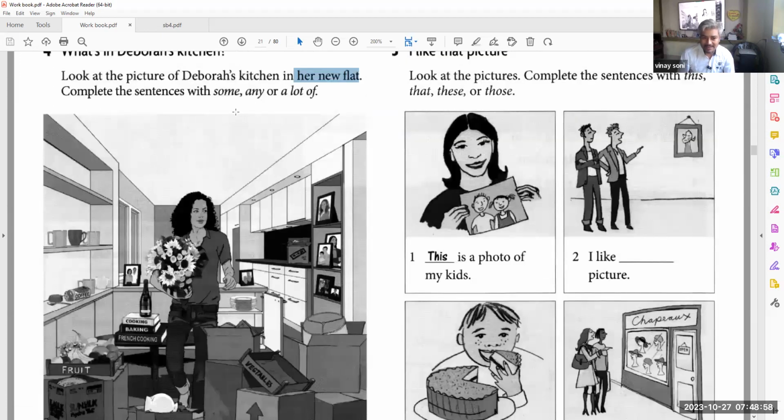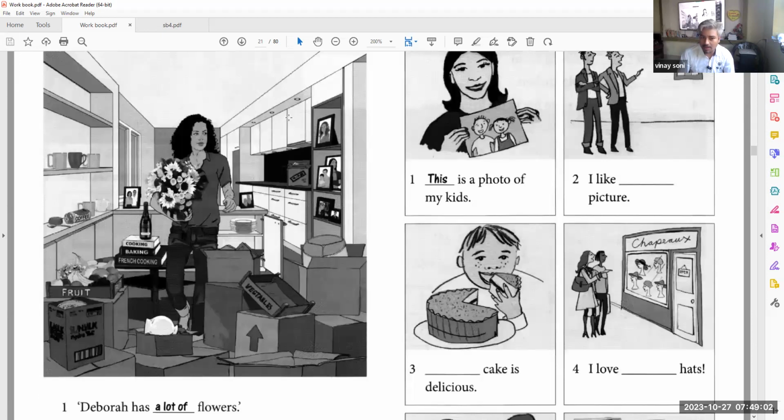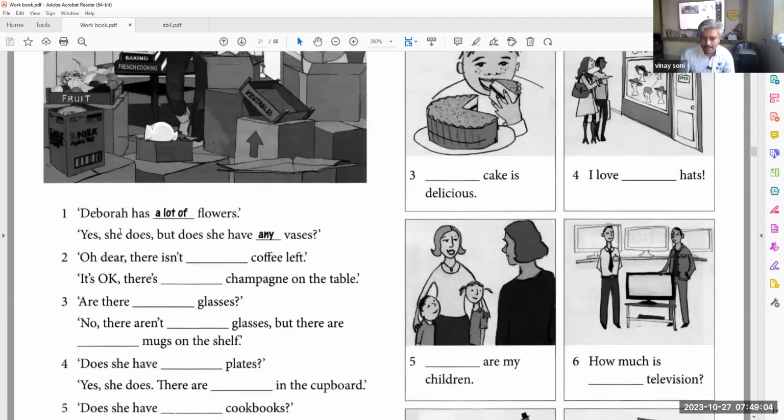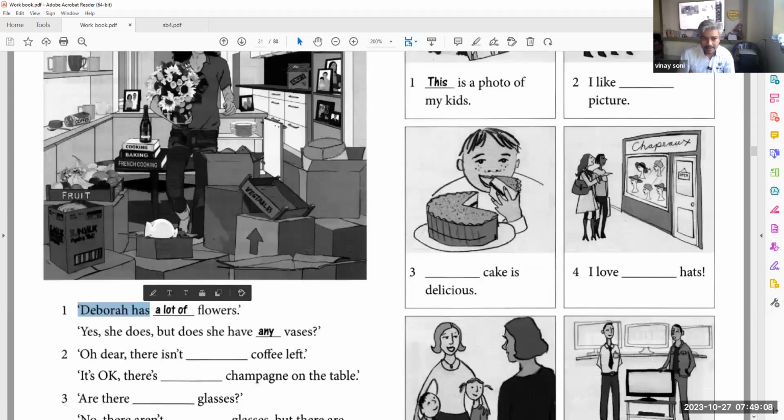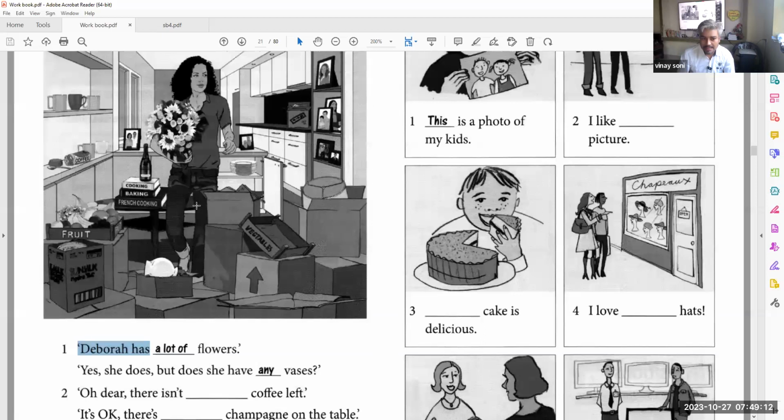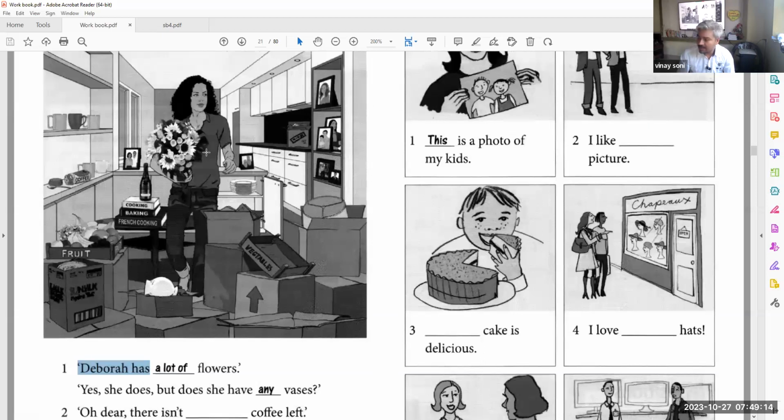Complete the sentences with some, any, or a lot of. Let's write. Deborah has a lot of flowers. We can see that Deborah has a lot of flowers, isn't it?